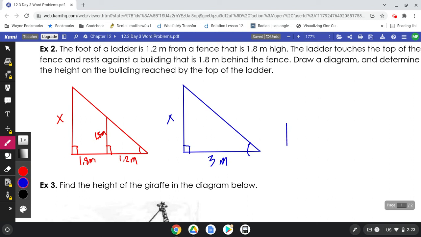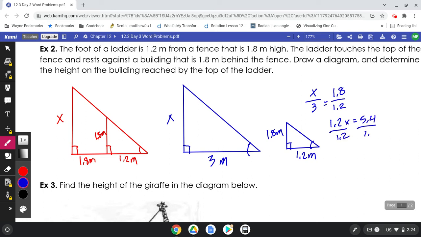We also have a small triangle. The small triangle, 1.8 meters here, 1.2 meters right there. And we could set it up then. x over 3 equals 1.8 over 1.2. We cross multiply. 1.2x equals, let's see, that's 5.4. Divide by 1.2, divide by 1.2, and we will get x equals 4.5 meters.